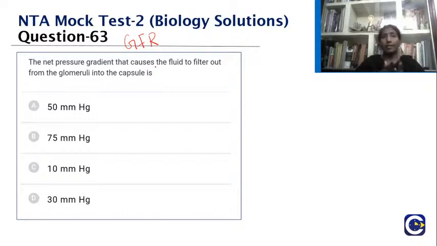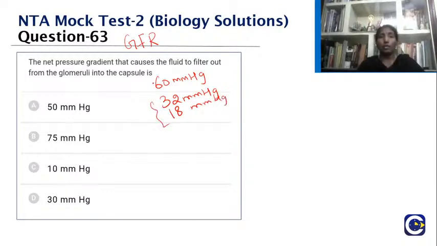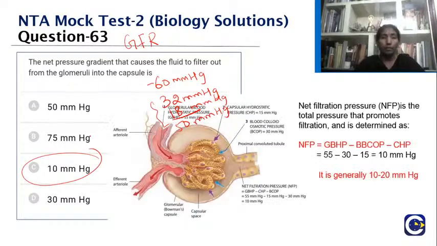Now what are the pressures? We have the glomerular capillary hydrostatic pressure, which is 60 mm of mercury. Then we have the colloidal osmotic pressure, which is 32 mm of Hg. Then we have the Bowman's capsule hydrostatic pressure, which is 18 mm of Hg. Now these two are the opposing forces and this is a favoring force. When you add up the opposing forces, it is 50 mm of Hg. So 60 minus 50 is what? 10 mm. So the answer is 10 mm of Hg.